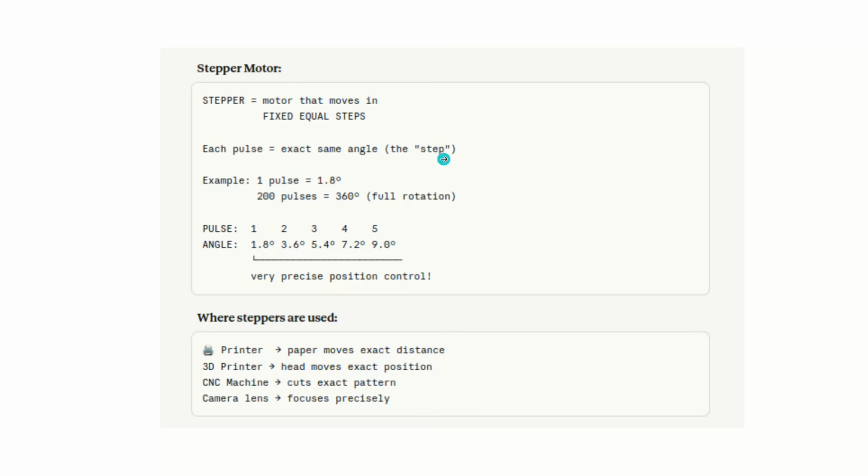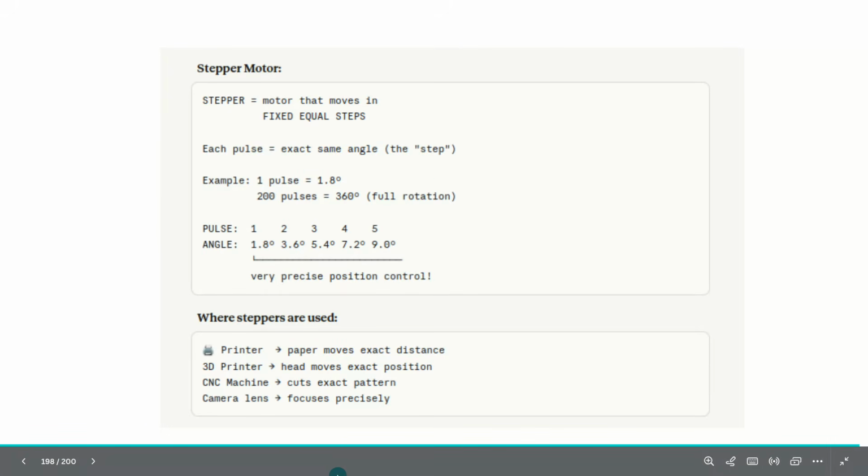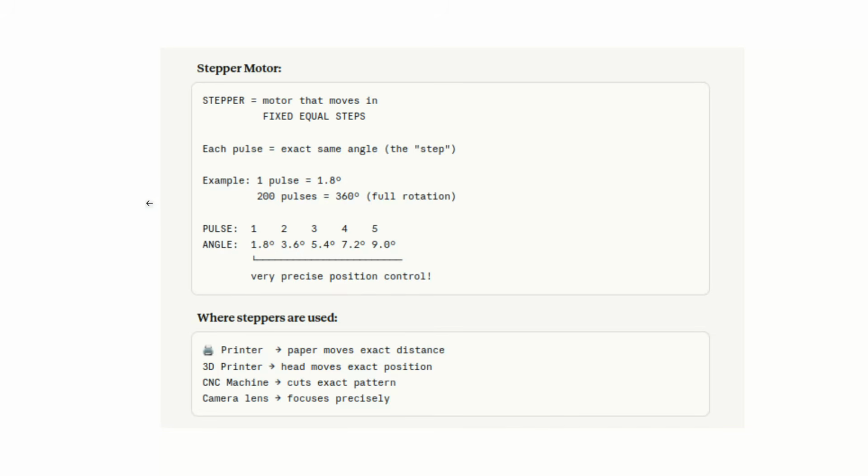The step is the same here. Okay, that is the thing you have to understand. Each pulse has exactly the same angle. If one pulse is 1.8, then 200 pulses means a 360 degree full rotation is done in 200 pulses. So each pulse would have the exact same step, exact same angle. They are moving in a fixed, equal step. That is why it is used in 3D printing and all.